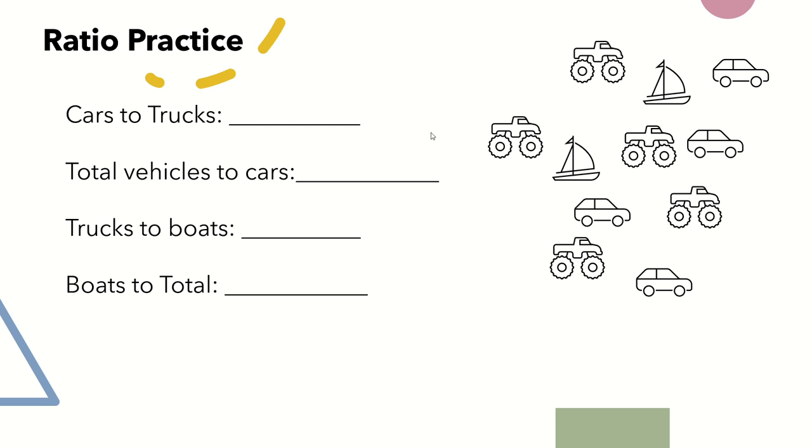In the first question, we're looking for the ratio of cars to trucks. So we're going to count how many cars to how many trucks. 1, 2, 3, 4 cars. 1, 2, 3, 4, 5 trucks. And remember, it can be written in any way, and I'll practice writing all three ways. Let's look at the next one.